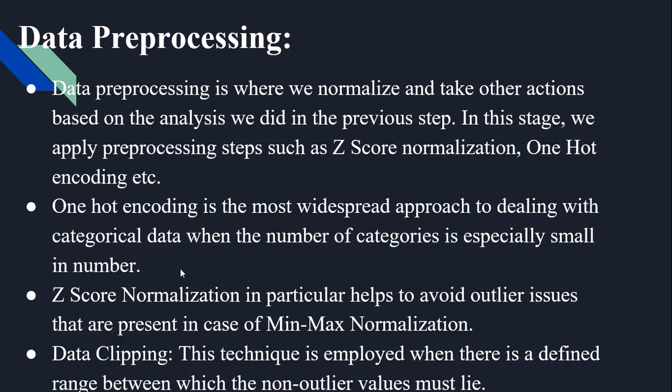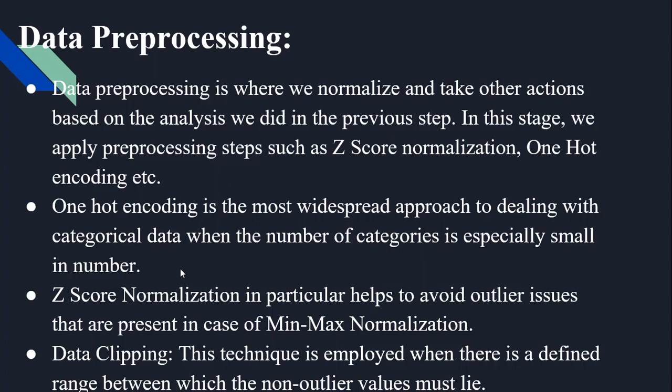And fine, this is a major step in my experimental setup called data pre-processing, where we normalize and transform the data based on the analysis we did in the previous step. In this stage we apply pre-processing steps such as z-score normalization and one hot encoding, etc. Firstly, we'll learn what one hot encoding, z-score normalization and data clipping are.